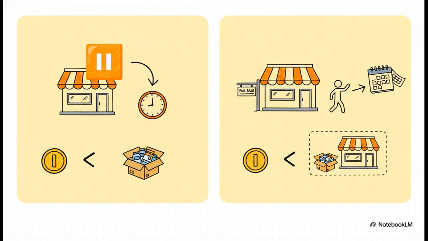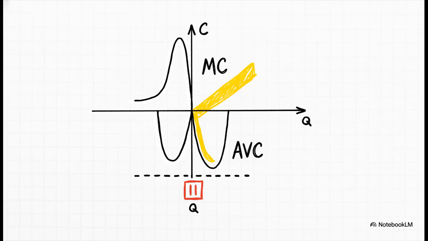It's permanent. You sell the restaurant, fire the staff, you're out for good. No more costs. The rule here is to exit if the price is consistently below your average total cost. Let's see that shutdown decision on a graph.